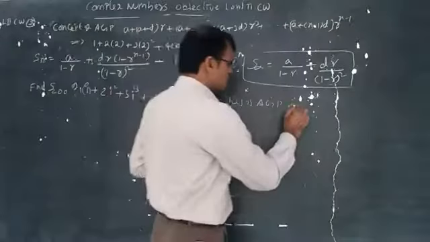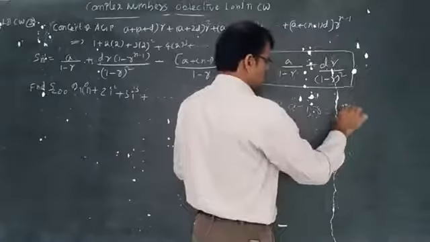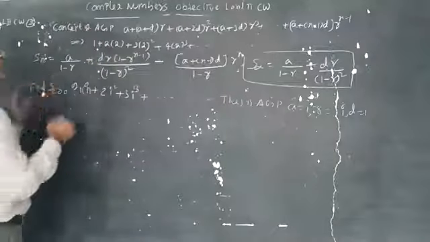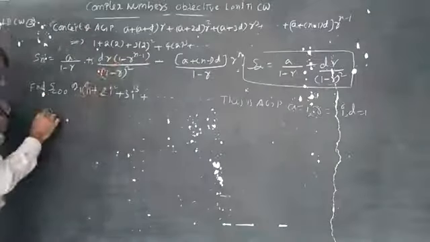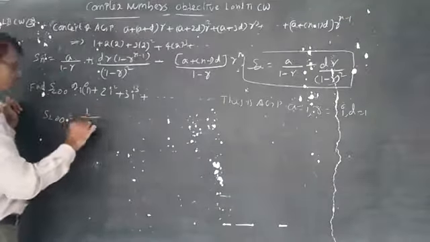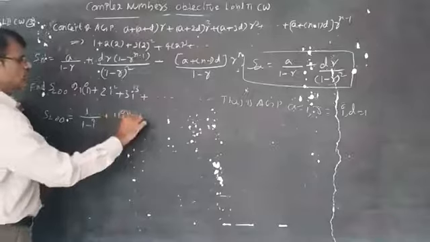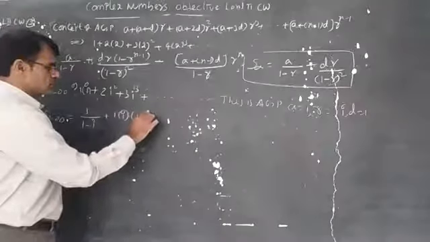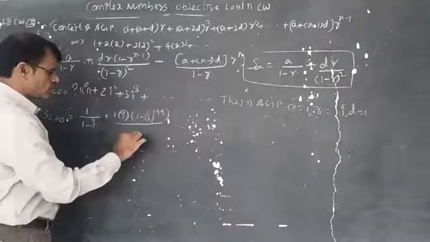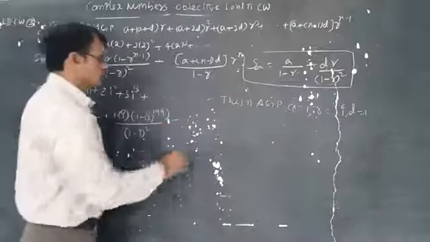So here a is equal to 1, r is equal to i. Of course, d is equal to 1, the difference between 1, 2, 3 is everywhere 1. Apply the formula for n terms. S200: a by 1 minus r, a meaning 1, so 1 by 1 minus i, plus d, meaning 1, into r, this is i, into 1 minus r power n minus 1, this is 1 minus i power 199, whole by 1 minus i whole square.